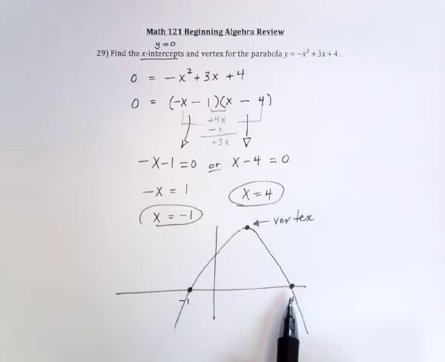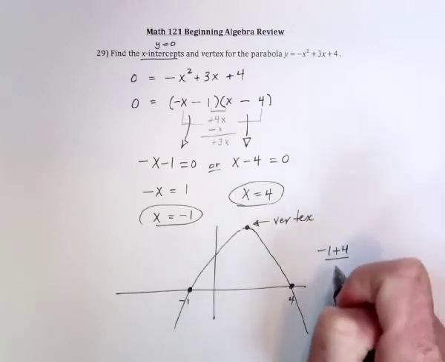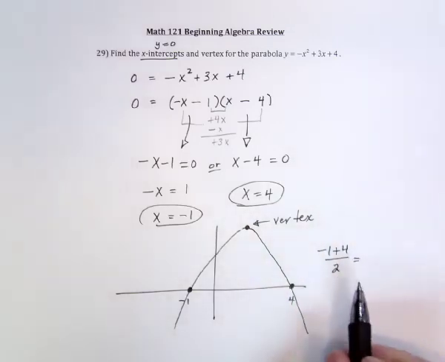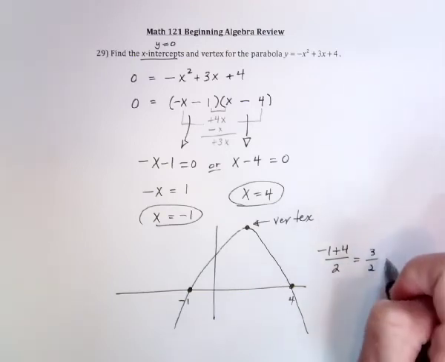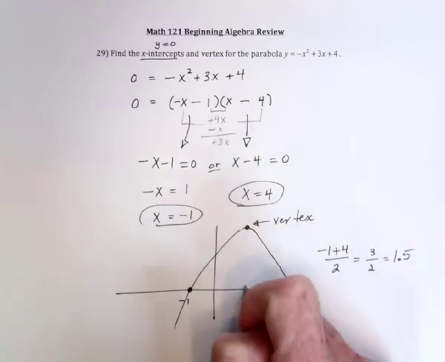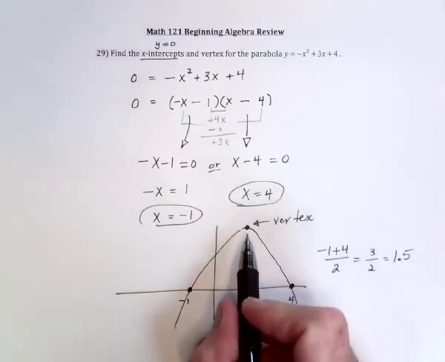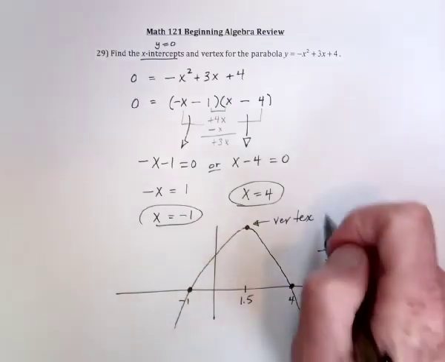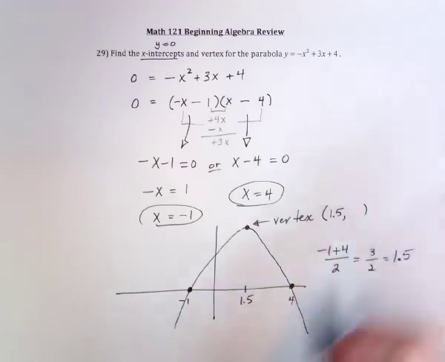To find the average of two numbers, you add them together and divide by 2. So that's going to be a 3 divided by 2, or a 1.5. So right here, when x equals 1.5, that's where the vertex is going to occur. But the vertex is an actual point. It's an x and a y. So we need to find out, okay, if x equals 1.5, then how much is y?